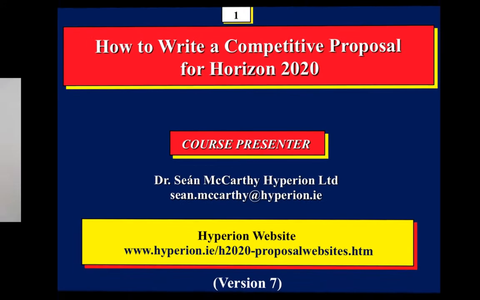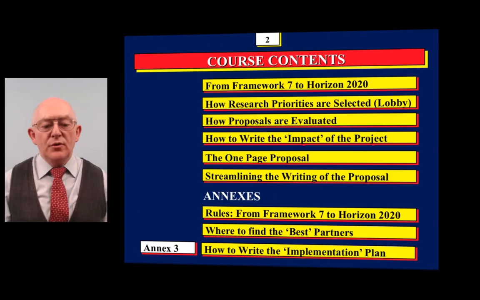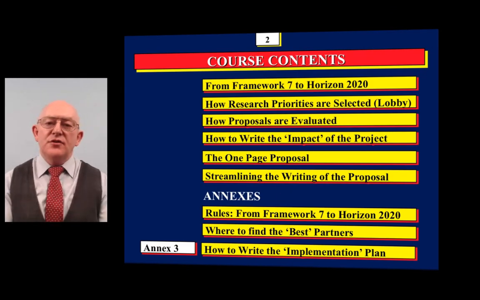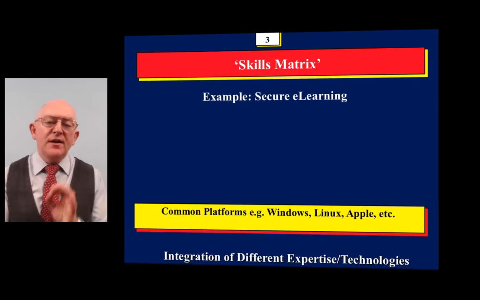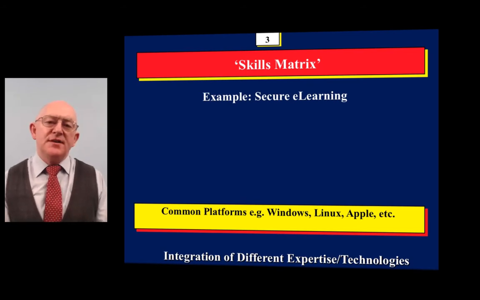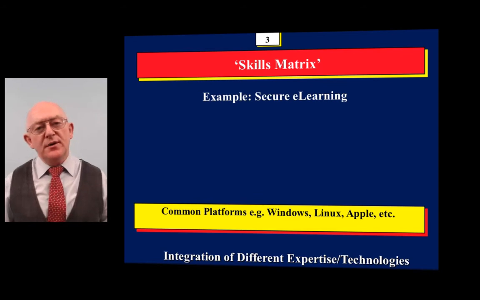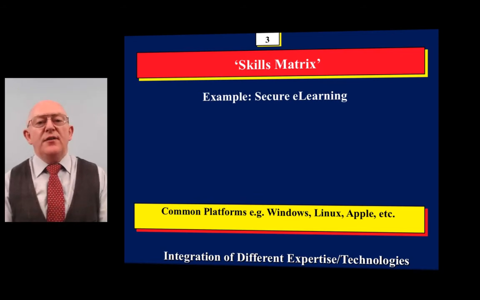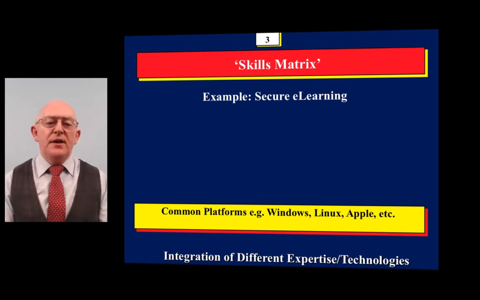In this presentation, I'm going to talk about how to write the implementation part of a Horizon 2020 proposal. Now, when you're writing this part of the proposal, the first thing you have to do is produce a diagram called a skills matrix. Now, you're not asked to do this, but without this diagram, the evaluator finds it very difficult to understand the structure of the project.